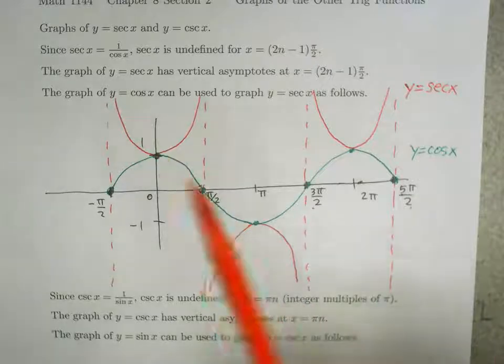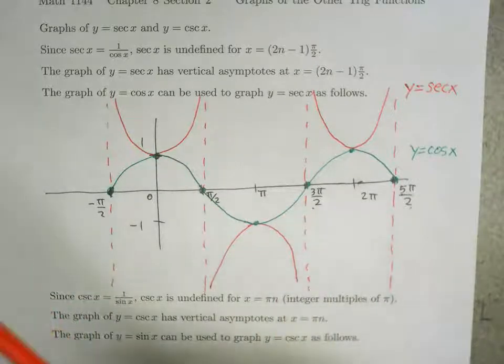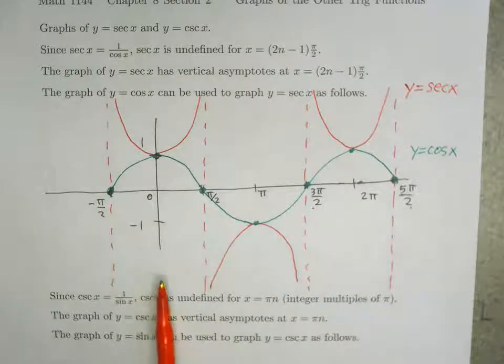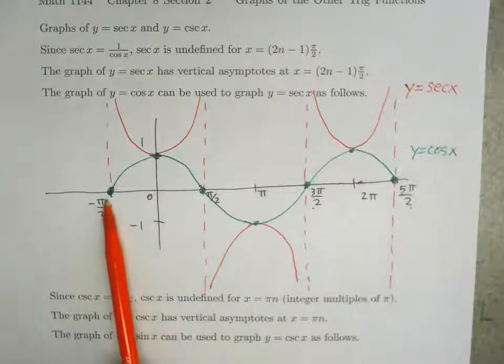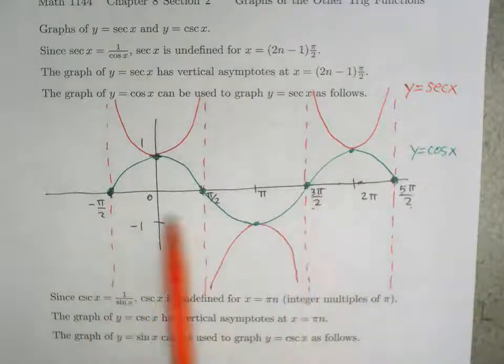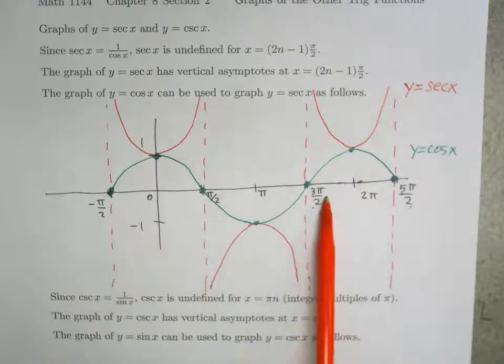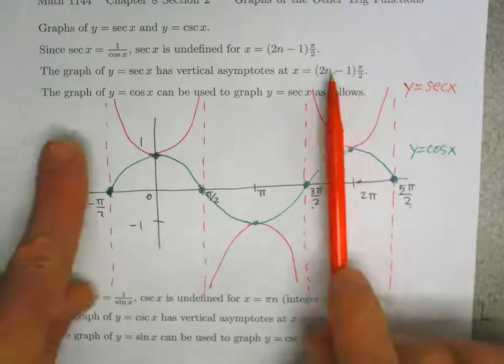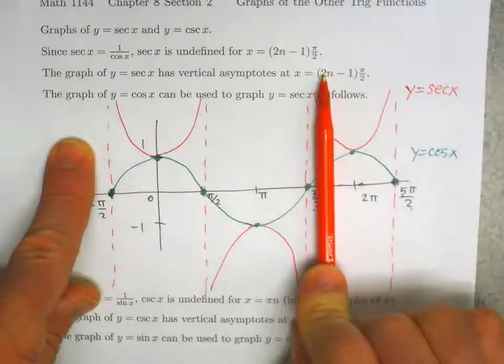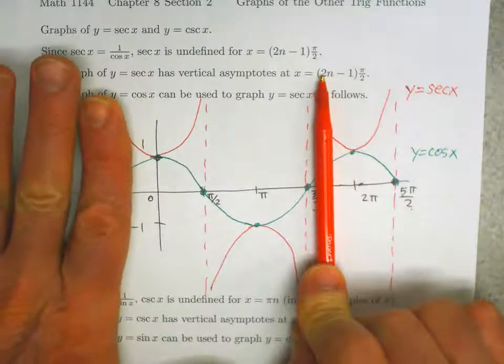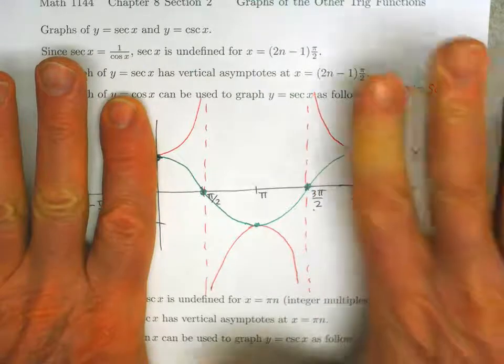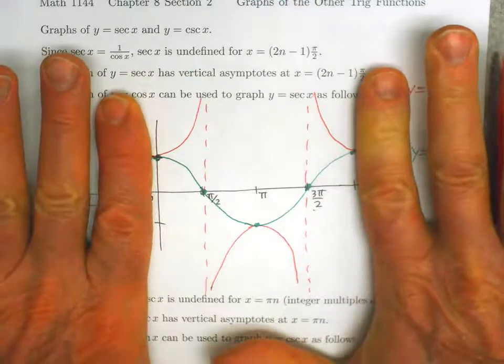Okay, so if you ever had to draw one period of y equals secant of x, well, you could do it as long as you included an interval of length 2 pi. So you could go from negative pi over 2 to 3 pi over 2. That is one period. But if you go from 0 to 2 pi, then you would just have that part of the graph.